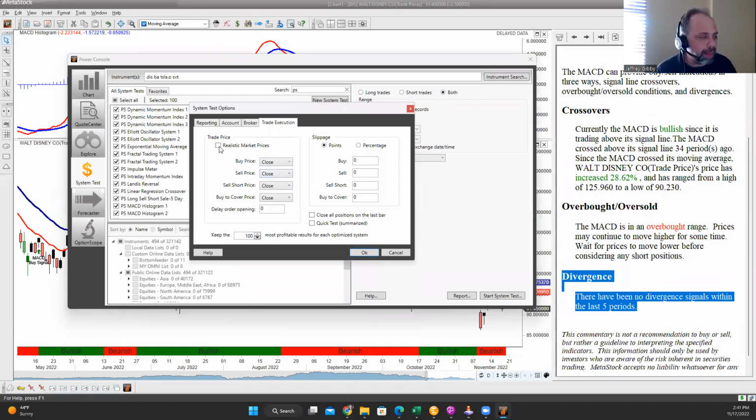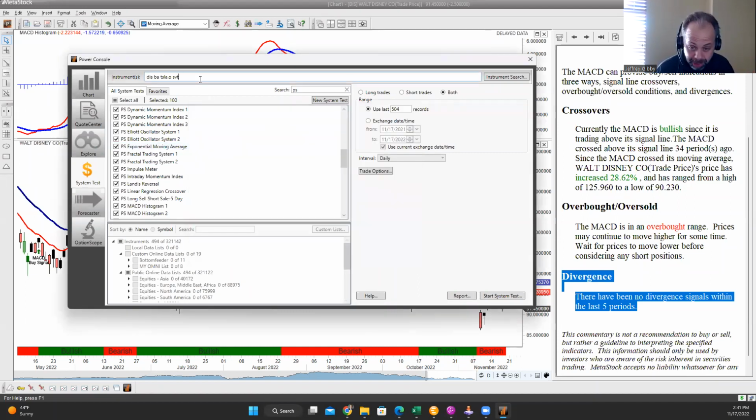And you can control what that is. I'm going to leave it at the default, realistic market prices. So I'm going to go ahead and click on OK, and fix that to SPR.